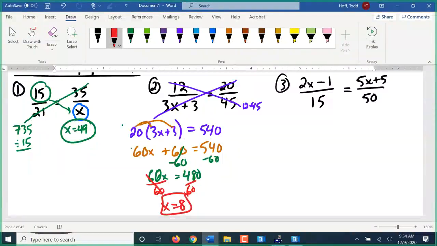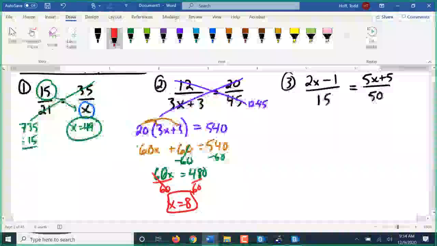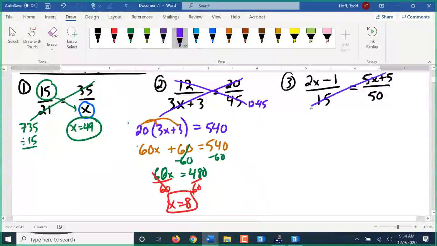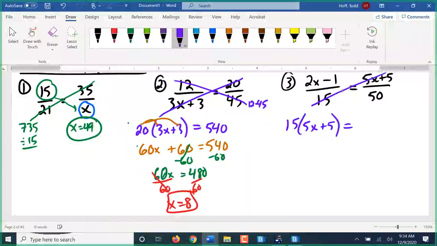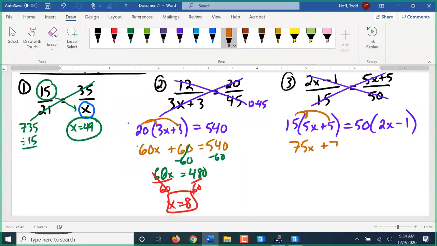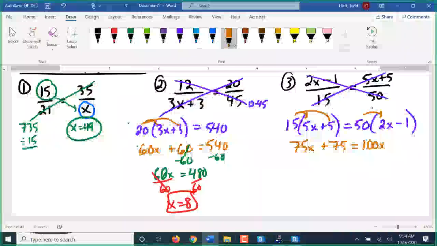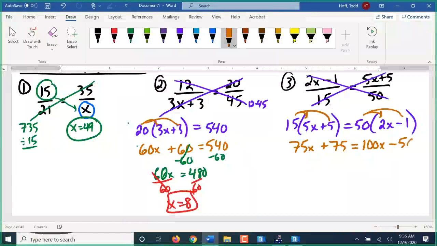Number 3, we also have to do the full cross multiplication here. Going in this direction, we have 15 times 5x plus 5. That'll have to equal, going in this direction, we have 50 times 2x minus 1. So now we'll do the distributing. 15 times 5x is 75x. 15 times 5 is 75. Equals 50 times 2x is 100x. And 50 times negative 1 is a negative 50.